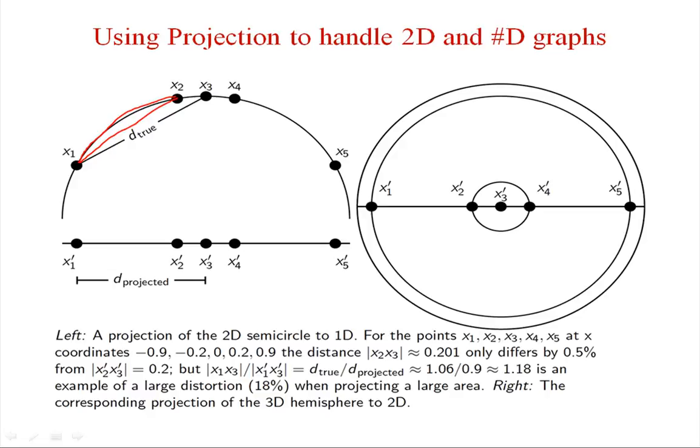This is the corresponding projection of a 3D hemisphere into a 2D plane, a 2D circle. This is the projection of points on the circle onto a line. This is a projection of a 3D hemisphere into a 2D circle. That's why, in a similar way, we can apply the projection technique to reduce the dimension.